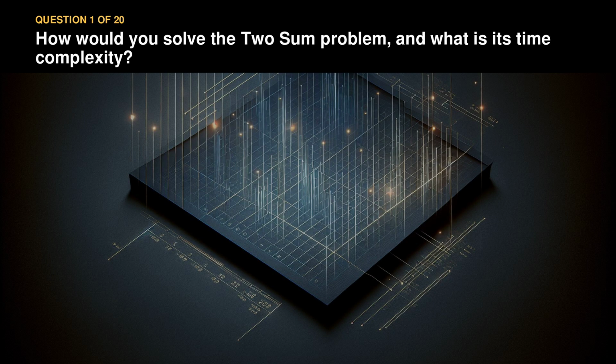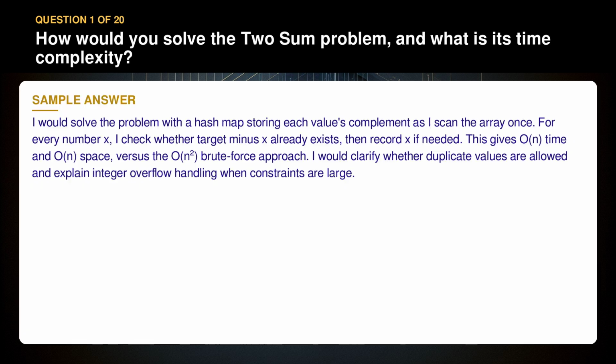Question 1. How would you solve the two-sum problem, and what is its time complexity? I would solve the problem with a hash map storing each value's complement as I scan the array once. For every number x, I check whether target minus x already exists, then record x if needed. This gives O(n) time and O(n) space, versus the O(n squared) brute force approach.